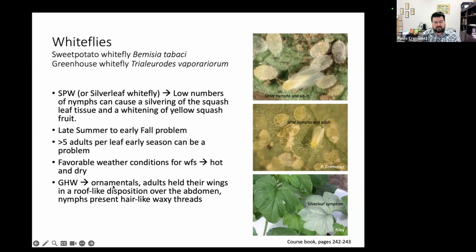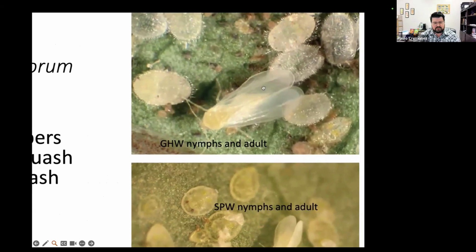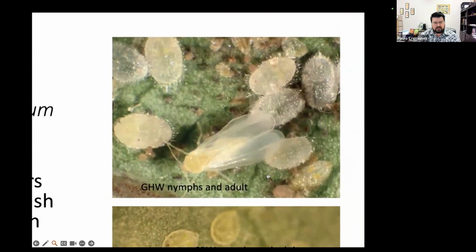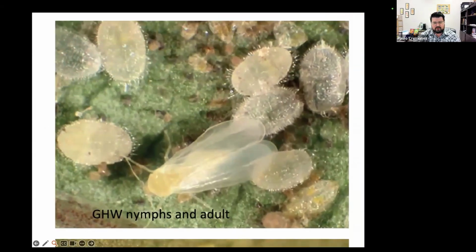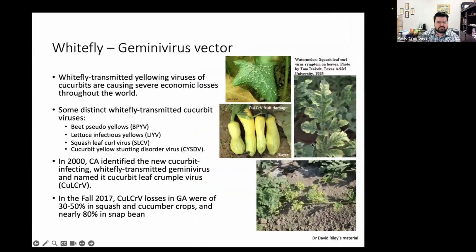And greenhouse whiteflies are mainly a problem for ornamentals. The wings of the greenhouse whiteflies are kind of roof-shaped and very characteristically different from the Bemisia. And their nymphs have hairy-like structures. So this is a way to differentiate them, but they are not usually a problem outside the greenhouse system. Whiteflies are geminivirus vectors, so they transmit yellowing viruses in cucurbits. This is a big problem.